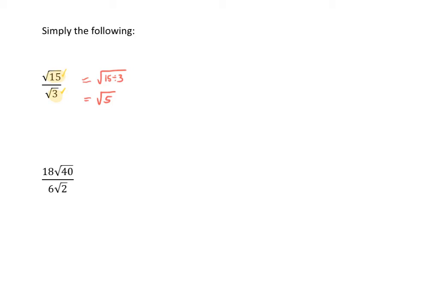So having a look at my second example, I'm going to simplify 18 times the square root of 40 divided by 6 times the square root of 12. So I need to start off with checking my surds to make sure they're already in simplified form. 6 times the square root of 2 is already in simplified form, but 18 times the square root of 40 isn't. So that can be simplified further using the factors of 4 times 10, because 4 is a perfect square.